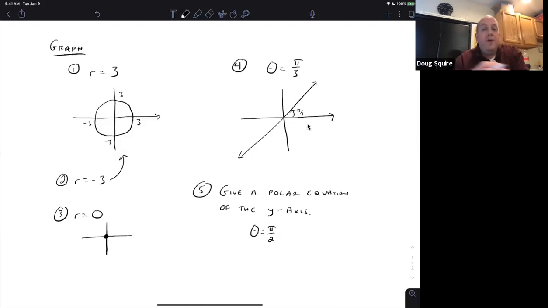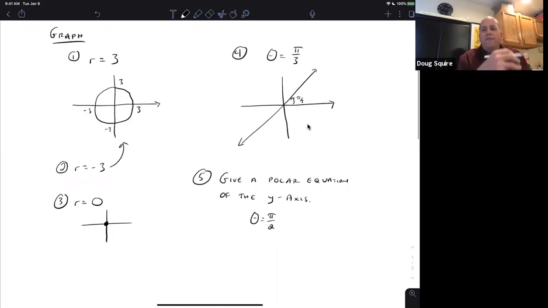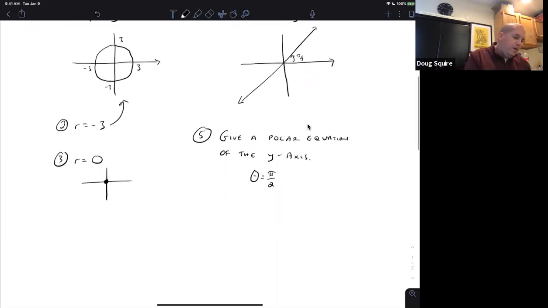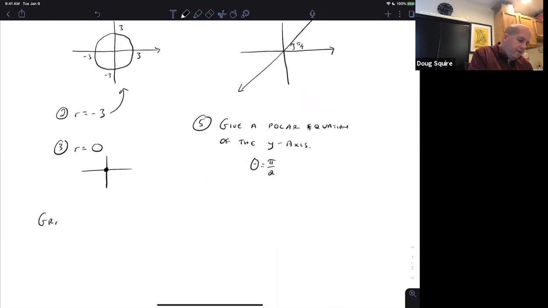Okay, there are lots of other polar graphs that we can do, and they're a lot more complicated in some cases. But what we wanted to talk about right now was r equals a constant and theta equals a constant. I want to talk about a few where the way that you get the graph is by converting to x and y. And so let's say graph, or describe the graph by first converting to Cartesian, meaning x, y.